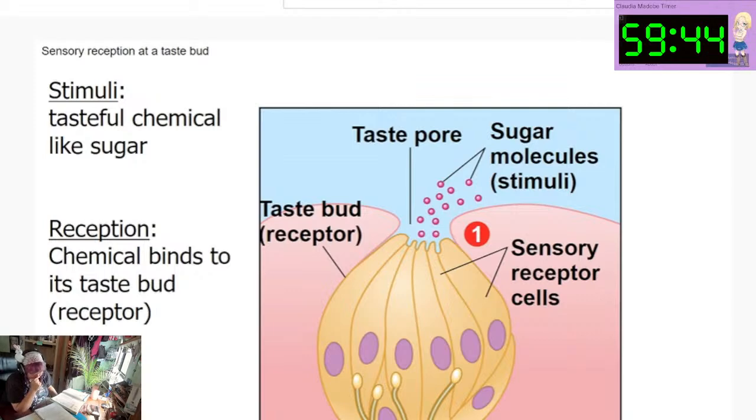So the external ligand, the external signal, the sugar molecule, this chemical, binds to the taste receptor cell. The signal is received. That is the first step. That is reception.